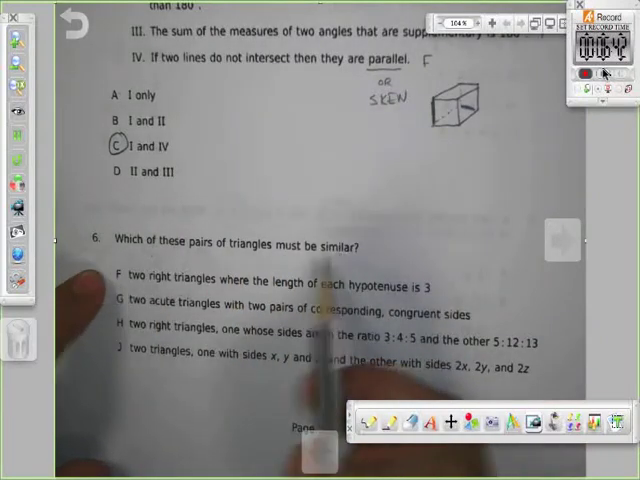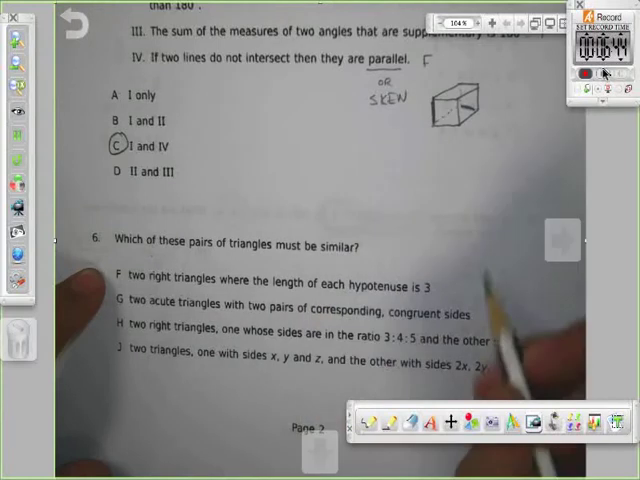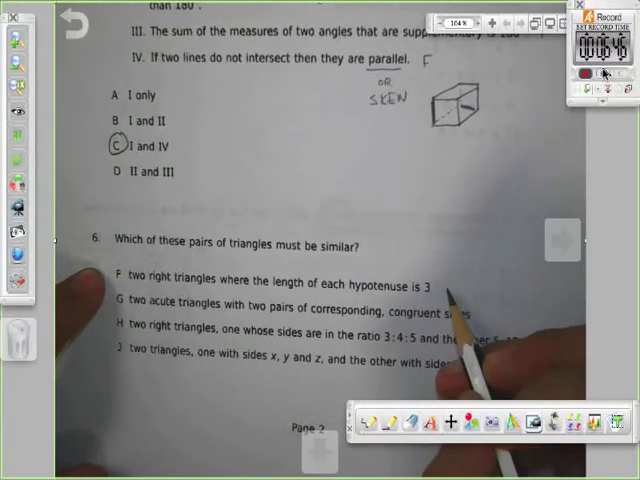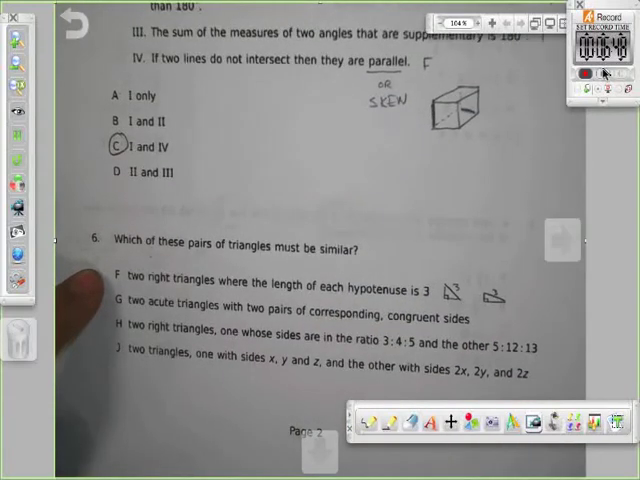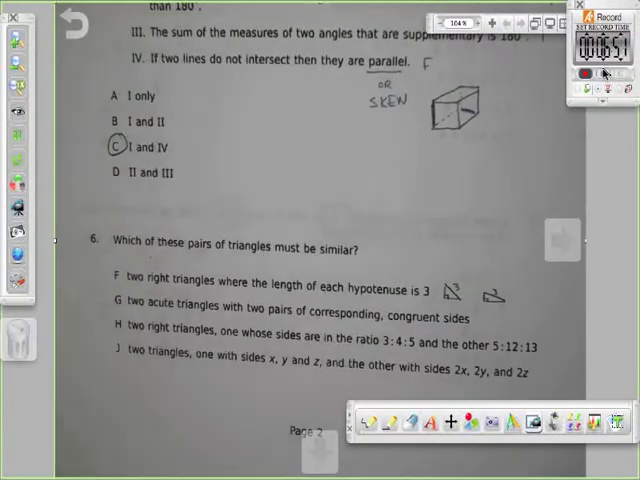Which of these pairs of triangles must be similar? Two right triangles where the length of each is 3. So this is an example where the hypotenuse is 3. They're both right triangles, but they do not look similar. So this would not be a choice I would choose.